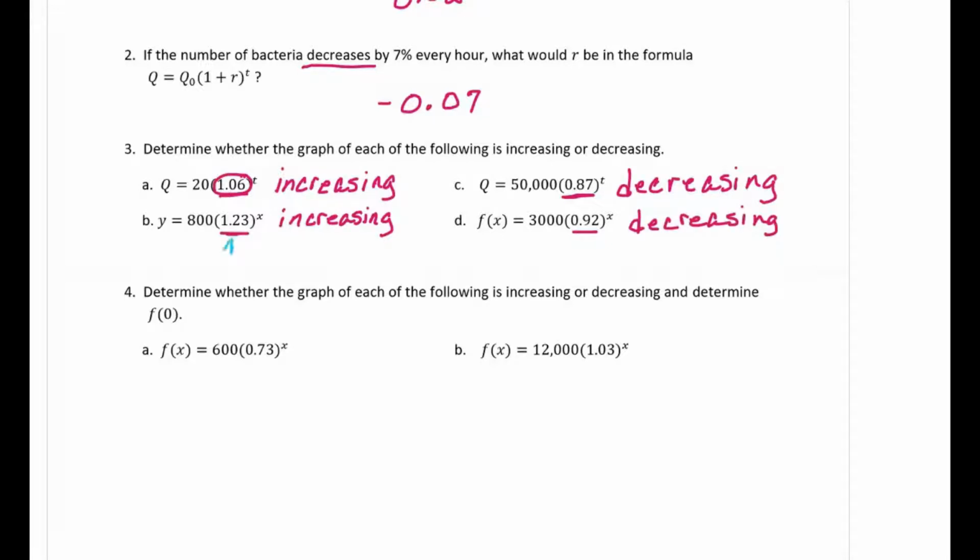So again, if this is more than 1, it is increasing. If this number is less than 1, it is decreasing. And in this course, we are never going to be looking at exponentials that have a base here that is negative. The number inside the parentheses is never going to be negative.